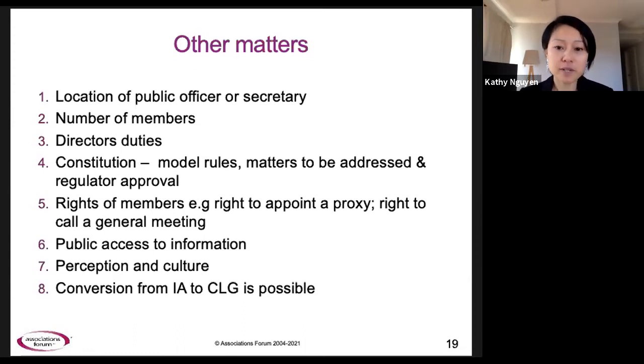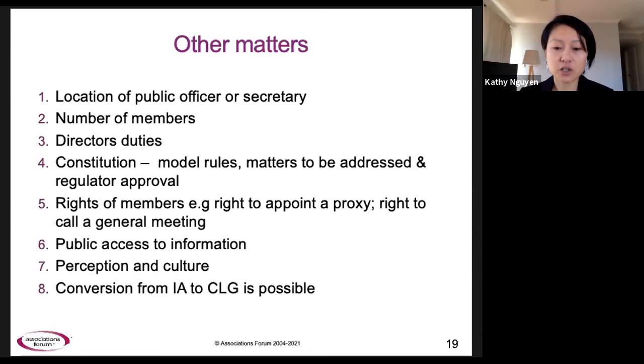The number of members is another consideration. So companies limited by guarantee, the minimum number is 1. In New South Wales, Vic, WA, ACT, the minimum number of members is 5. In Queensland, it's 7. And interestingly, in South Australia, you do not even need any members, although I'm not sure how you're an association without the membership, but there you go. So that is a consideration.